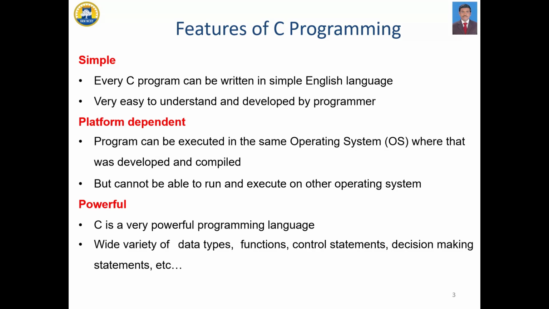Features of C program. It is a simple language. Every C program can be written in simple English language. It is very easy to understand and develop by the programmer. Platform dependent. A program can be executed in the same operating system where it was developed and compiled, but cannot run and execute on other operating systems.